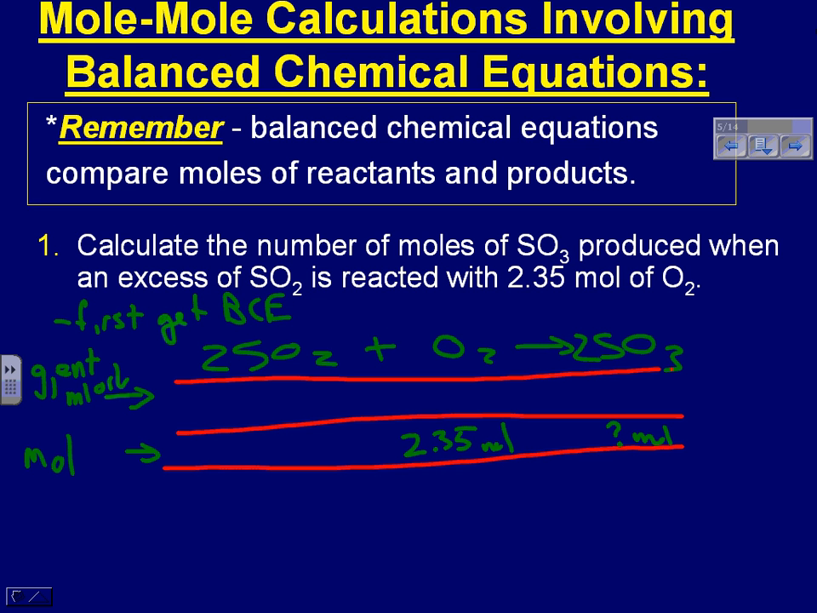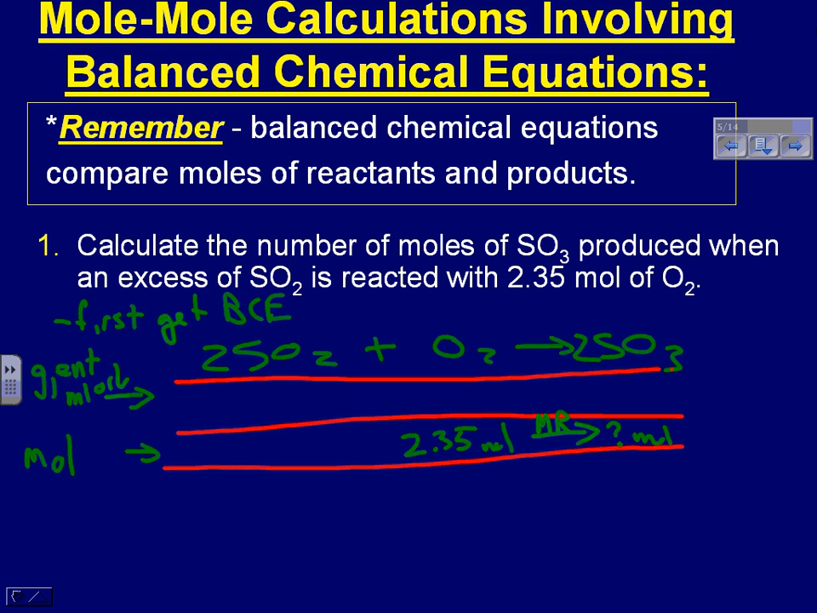And now I need to convert moles of O2 to moles of SO3. So this is essentially my map. I need a conversion factor that's going to convert moles of compound A into moles of compound B, and that conversion factor is the mole ratio. That's the one that we've just learned about that comes from the balanced chemical equation. It comes from the coefficients. So now we have all the information we need to get the answer.